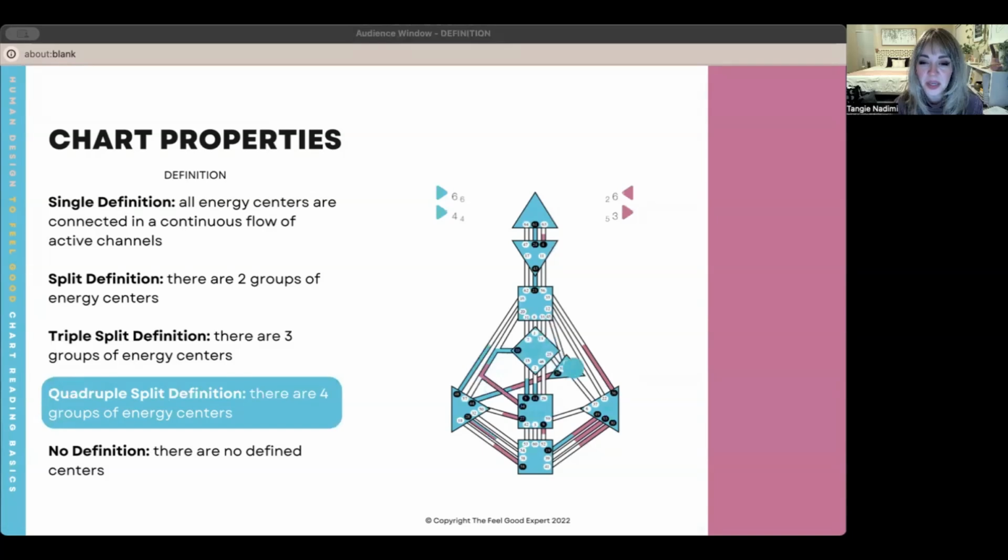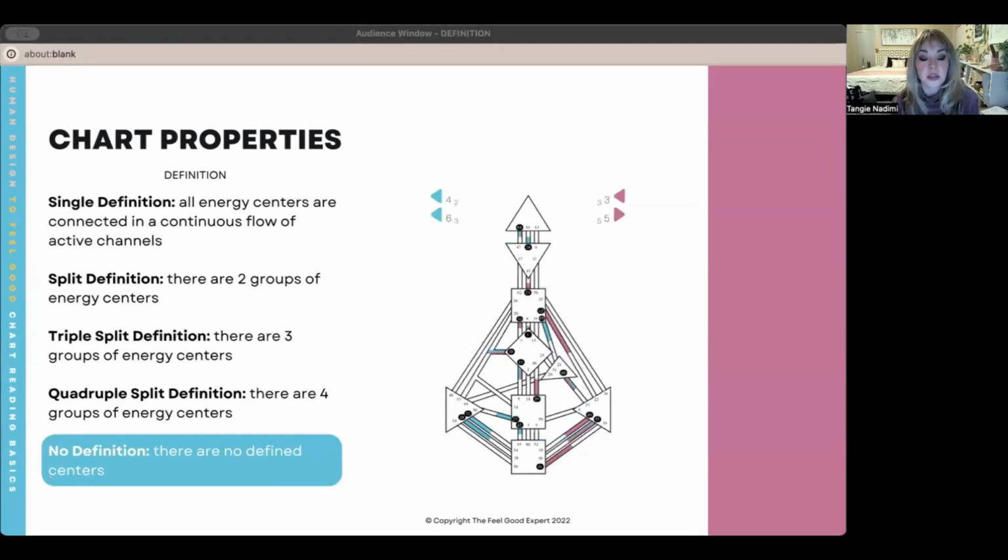Okay, that's a split. We have the ego to the spleen. That's a split. And then we have these 3 together. That's another group of energy centers. So 4 different groups of energy centers in this chart. That's what makes it a quadruple split.